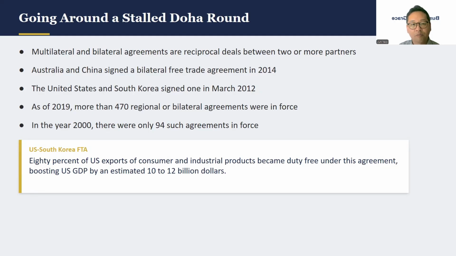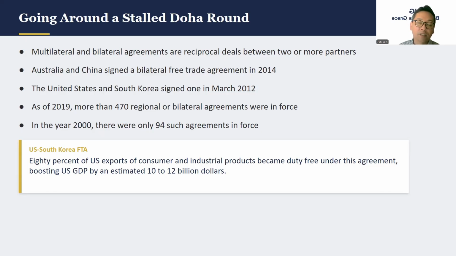For example, Australia and China signed a bilateral free trade agreement in 2014. The United States signed a bilateral agreement with South Korea in March 2012. Under that agreement, 80% of U.S. exports of consumer and industrial products become duty-free.